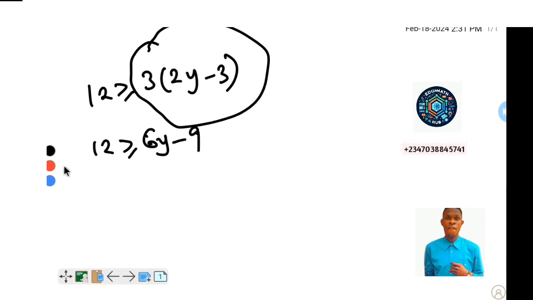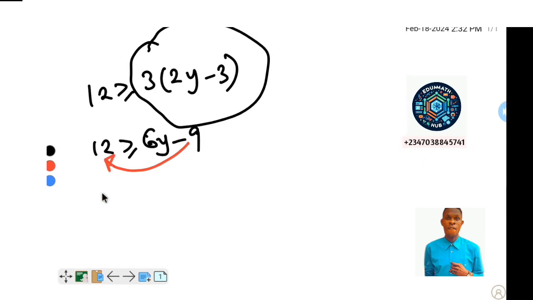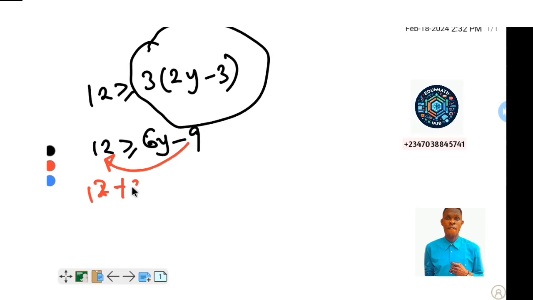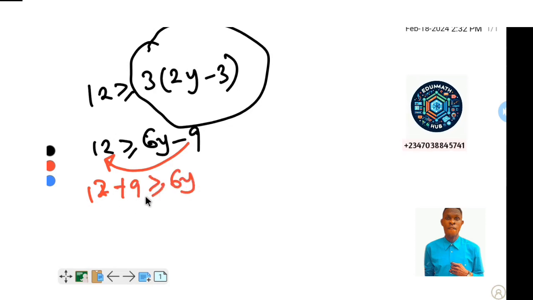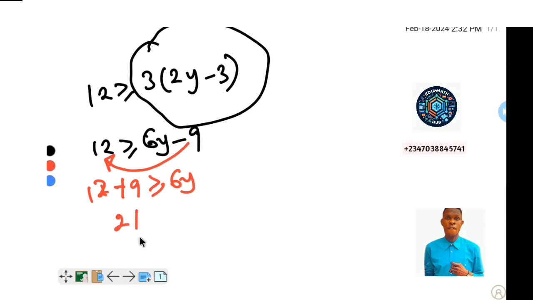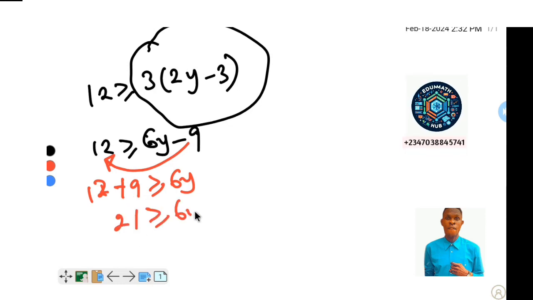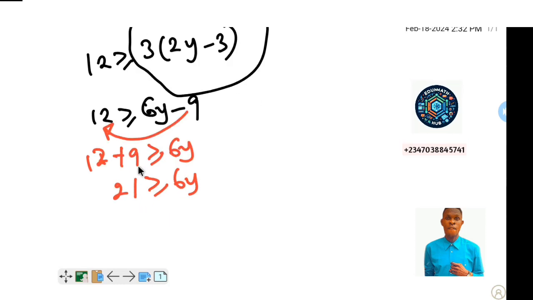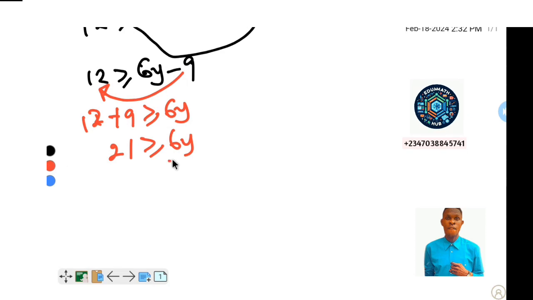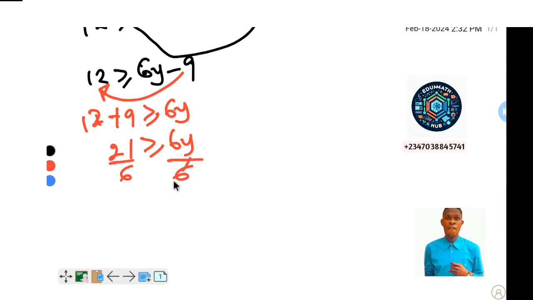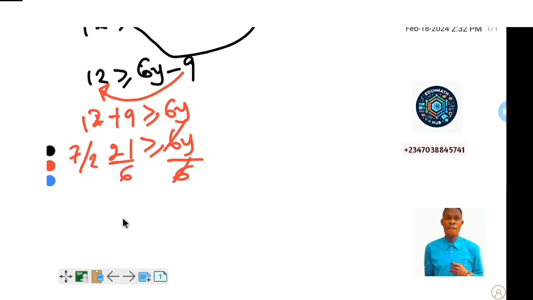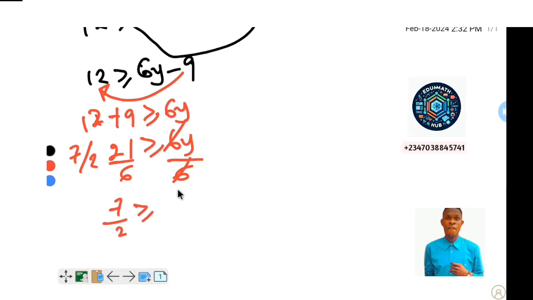So you take the like terms, bring your 9 to this side. So you have 12 plus, this 9 becomes plus when it gets here, plus 9 greater than 6y. 12 plus 9 will give us 21 greater than or equals to 6y. From this point, you divide both sides by 6. Okay, so then if you cut this out, you get 7 over 2. 7 over 2. Okay, so you have 7 over 2 greater than, then here you have y.